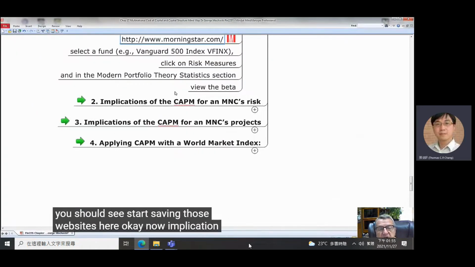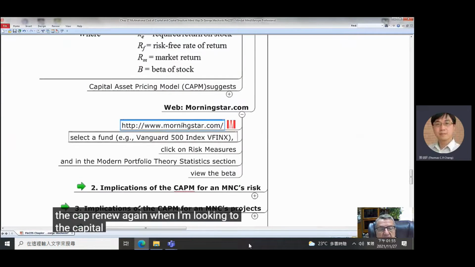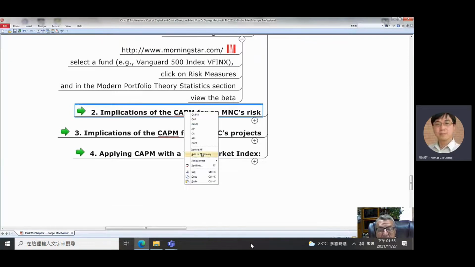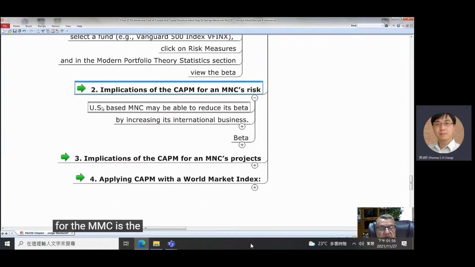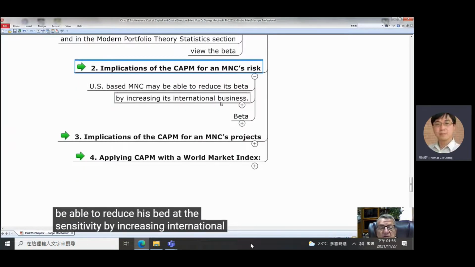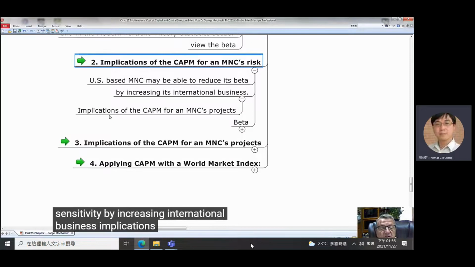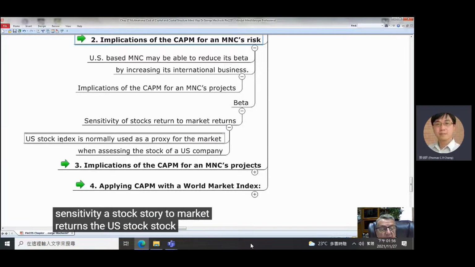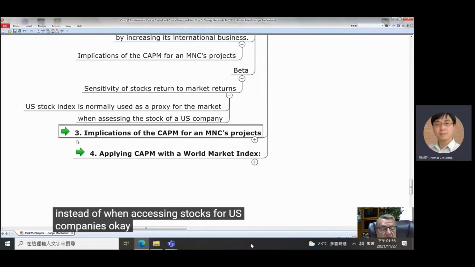Okay, now implications for the CAPM, and again, when I'm looking at the CAPM, I go to the capital asset pricing model. Let me get that in here. For the MNC, a U.S.-based MNC may be able to reduce its beta, the sensitivity, by increasing international business. Implications of the CAPM for an MNC's projects. That's what I'm doing. And here's the beta. Beta is basically the sensitivity of a stock's returns to market returns. The U.S. stock index is normally used as a proxy, right? This is instead of when assessing stocks for U.S. companies.